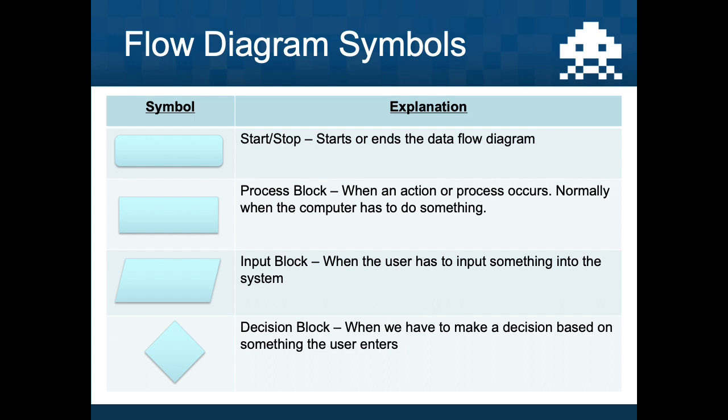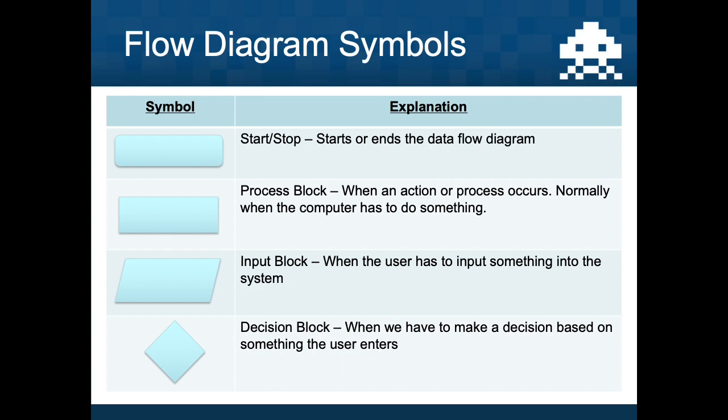An input block is a parallelogram or rhombus. It shows when the user needs to input something or when something may be output from the system. So if we're typing something in, that would be an input. If the computer was asking a question to us, that would be an output.